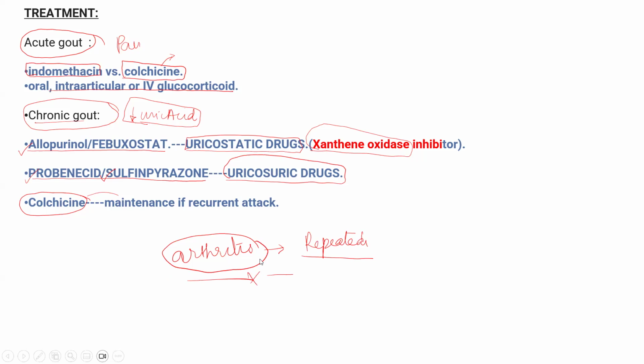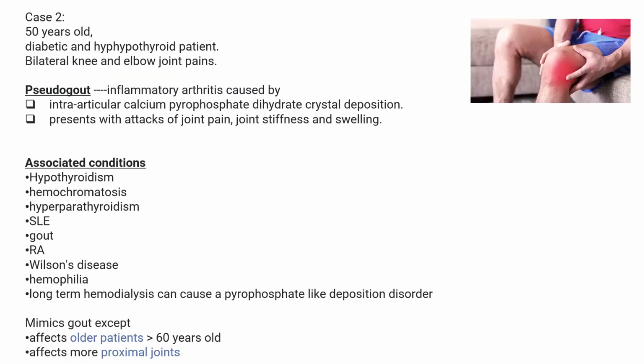Now we will move on to the second topic. This is also a very common presentation, and most of the time, more than gout, this is neglected. I mean, it is not diagnosed in the OPD. Why? Here, the patient is an old patient, 50 or 60 years old. These patients already have some amount of degenerative arthritis, and with this arthritis of degenerative origin, they will have had pain for a long time.